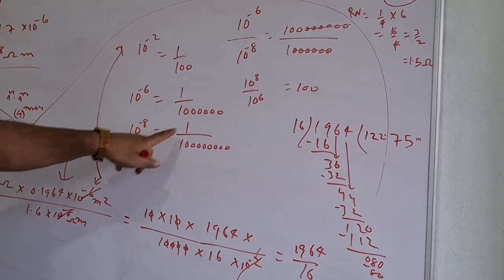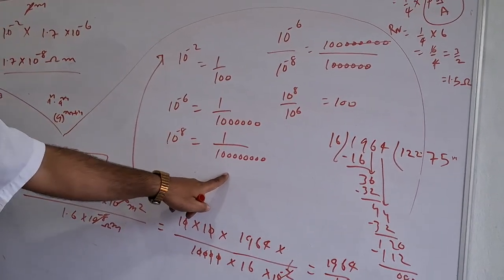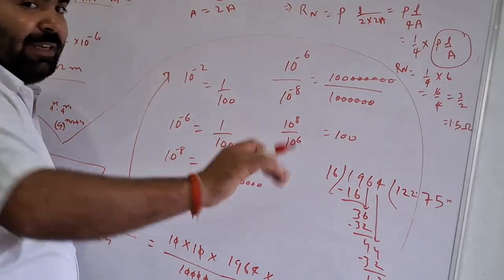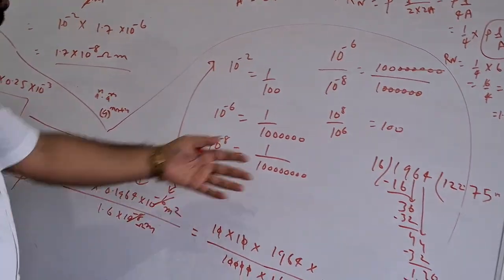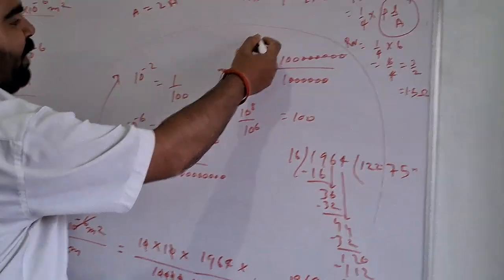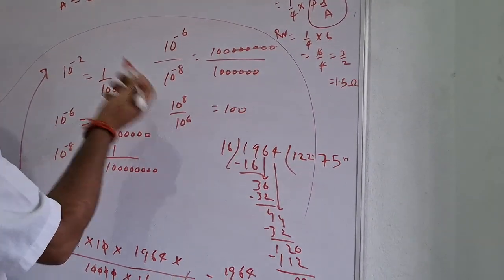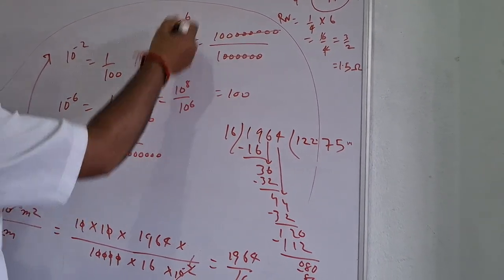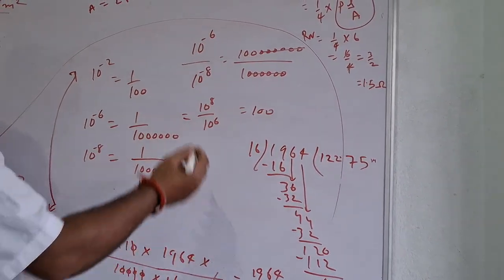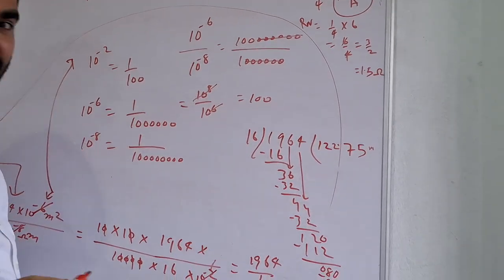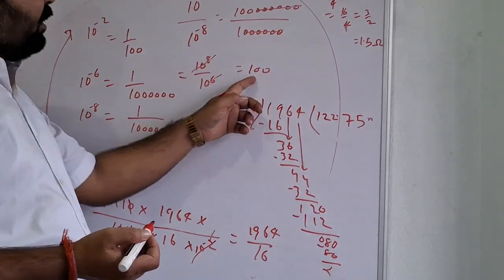10 to the power minus 8 means 1 by 10 to the power 8, that is 1 by 100,000, you can do it. Okay, lakhs, crores, whatever it is. So if it is 10 to the power minus 6 by 10 to the power minus 8, if I want to make it positive, then you can write 10 just opposite, 10 to the power 8 by 10 to the power 6. So now it can easily be divided, correct? If you divide it, then you will get 100.